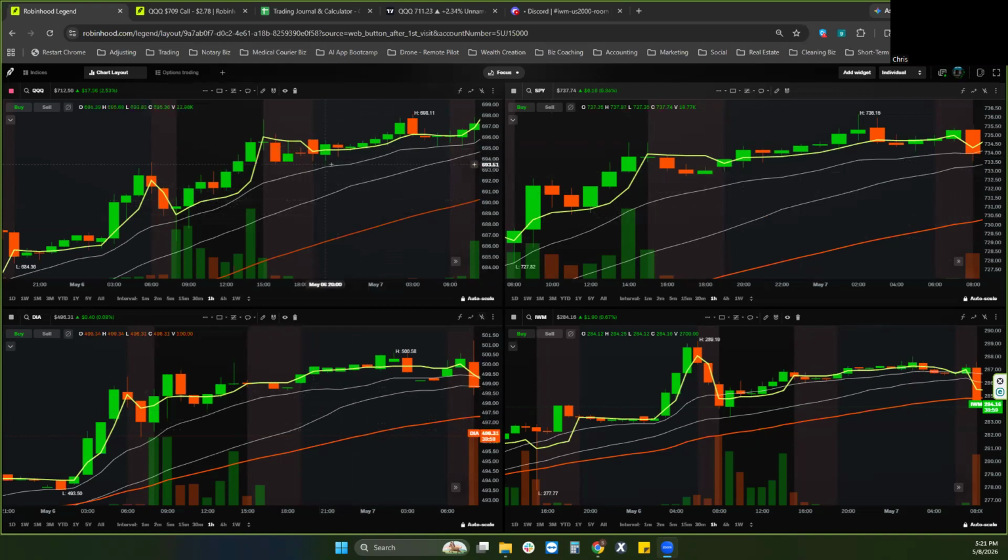I'm sorry, above the Bollinger Bands for the Qs, for SPY, over here for DIA, which is the Dow Jones or US 30, price is above. And then also for IWM, which is Russell 2000, price is above.